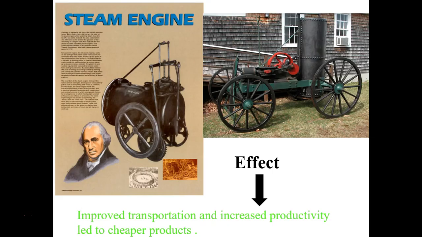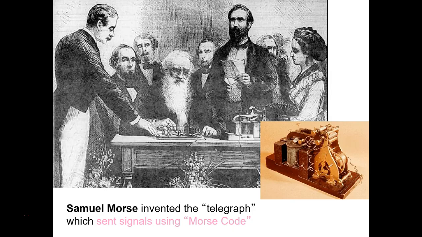So the major effect of the steam engine and all of those things that used steam power was that it improved transportation and increased productivity, which led to a cheaper product. Okay, when stuff is moved faster, when stuff is made faster, it is cheaper because more stuff is able to be sold. And so that was the effect on the economy of the steam engine.